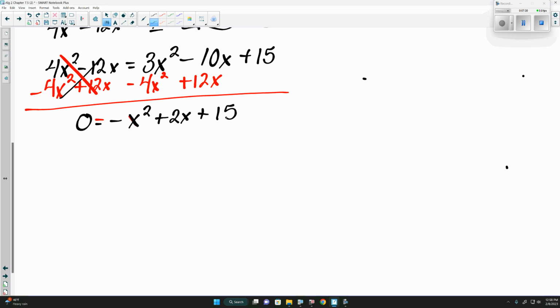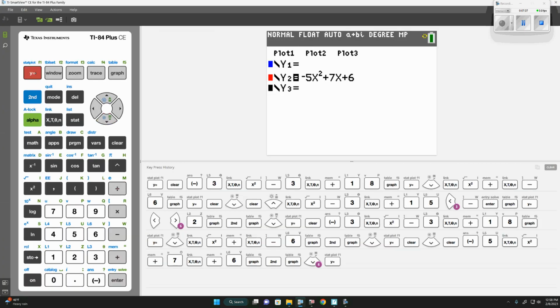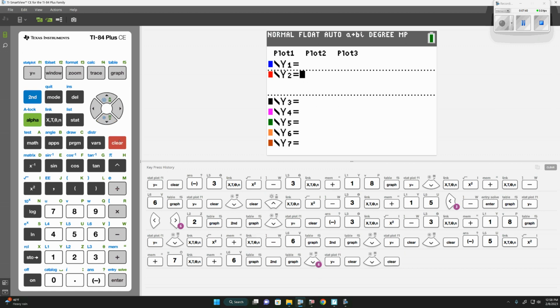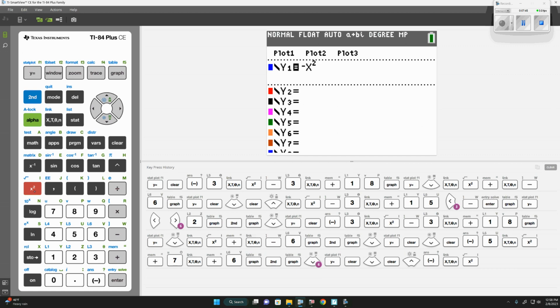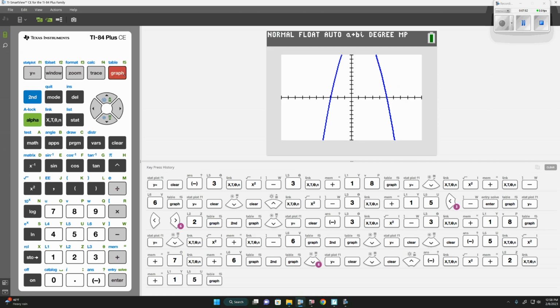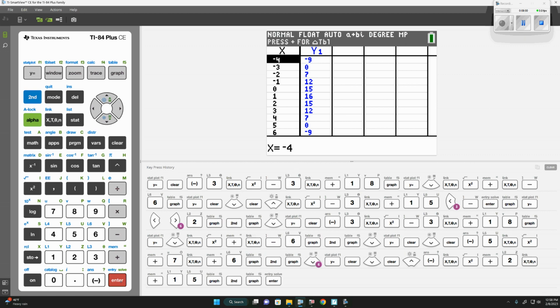Now at this point here, if we want to try not factoring, we could try graphing it and see if this will graph and give us nice values. Because we have negative x squared plus 2x plus 15, we can hit graph. Well, it does cross the x-axis in 2 nice locations. And if we go to the table, the 2 values of x that make the y 0 are 5 and negative 3.